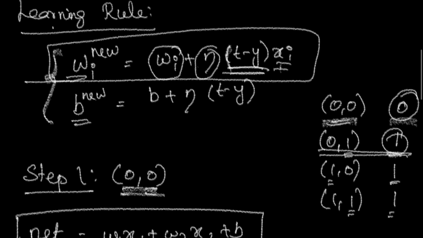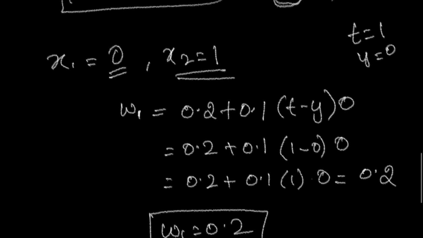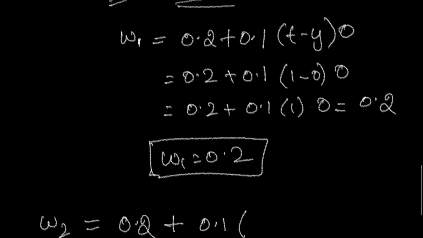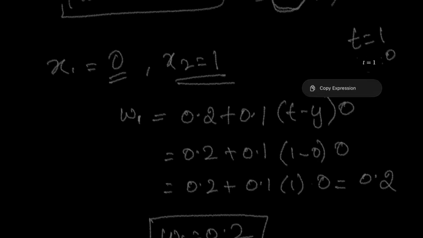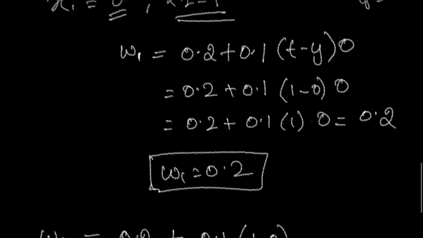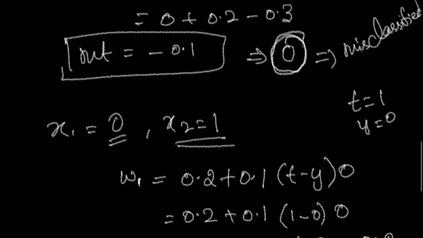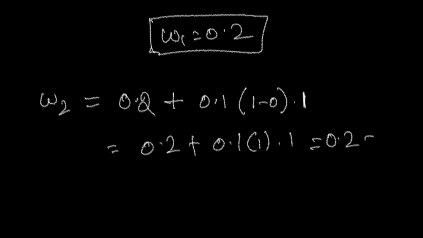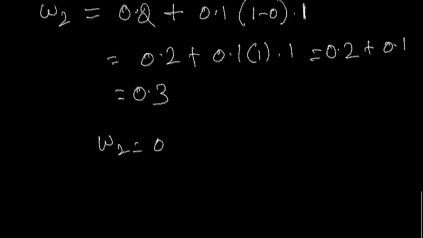What is the next step I should do? The learning rate into t minus y. What is the learning rate? It is 0.1. T minus y is nothing but 1 minus 0, right? 1 minus 0 into the x2 value. What is the x2 value here? It is 1, so that should be used here into 1. If I calculate this, I get 0.2 plus 0.1, which gives you 0.3. So W2 is 0.3.